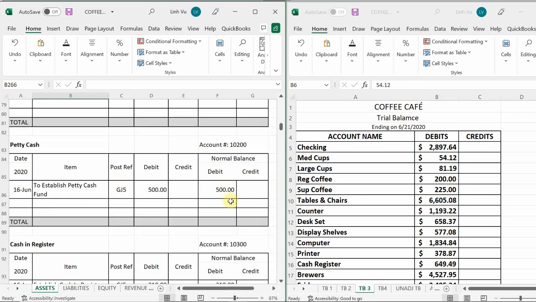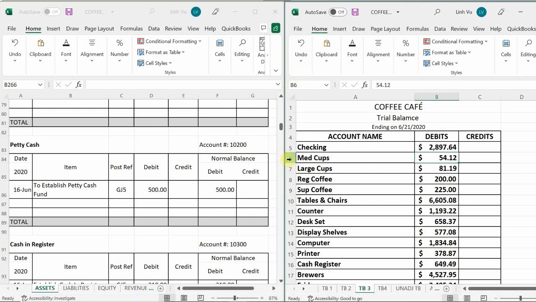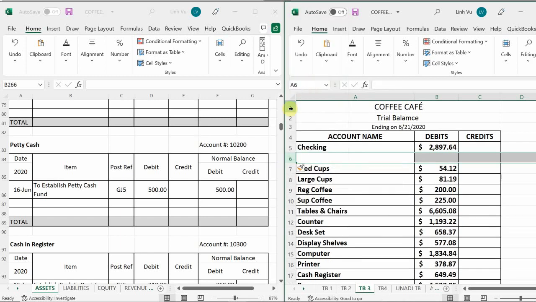Okay, petty cash. We need to insert petty cash in here now. How do you insert a row? Straightforward. You're going to click on the number. In this case, I want to click on row number 6. It highlights that row. Every time you insert a row, you're inserting the line above it. So I'm going to right click it and insert, and that's going to drop the accounts down by 1. Now I have a blank one.